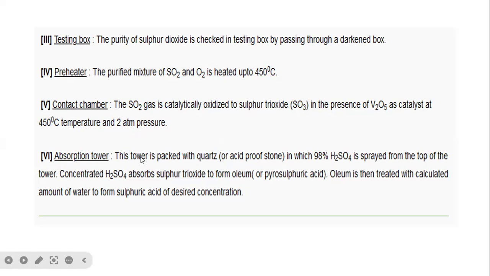Absorption tower, this tower is packed with acid-proof stone, and 98% sulfuric acid is sprayed from the top. Concentrated sulfuric acid absorbs sulfur trioxide to form oleum, pyrosulfuric acid. Oleum is then treated with a calculated amount of water to form sulfuric acid of the desired concentration.